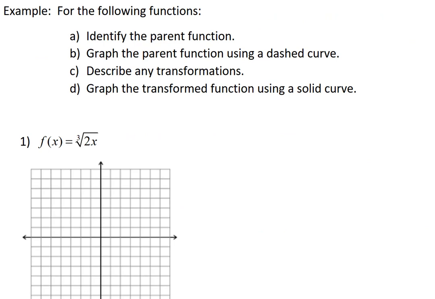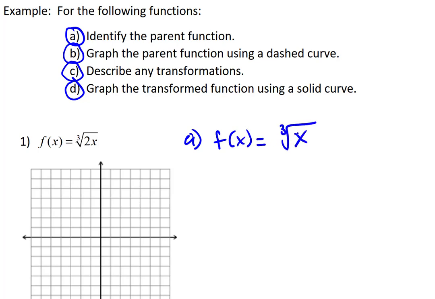Let's look at an example where we'll do several things. We'll identify a parent function. We'll graph the parent function using a dashed curve. We'll describe any transformations occurring, and then we'll actually perform the transformations with a solid curve to get the new function. Our first example function is f of x equals the cube root of 2x. Let's start by understanding the parent function of this one to be f of x equals the cube root of x.